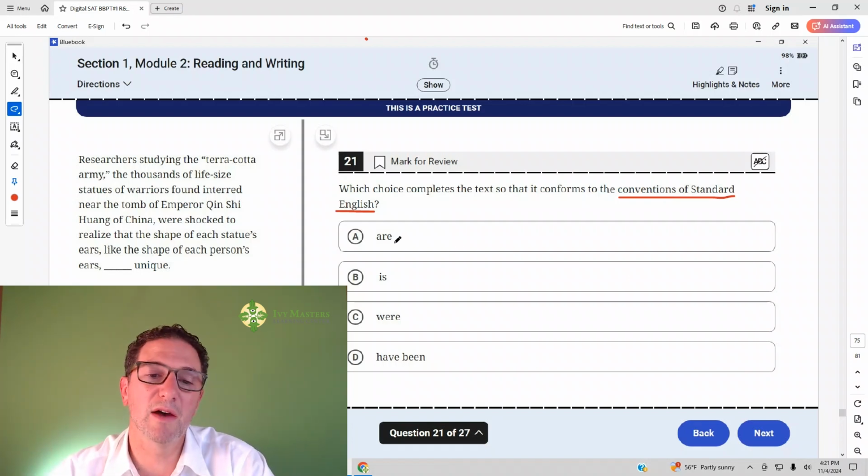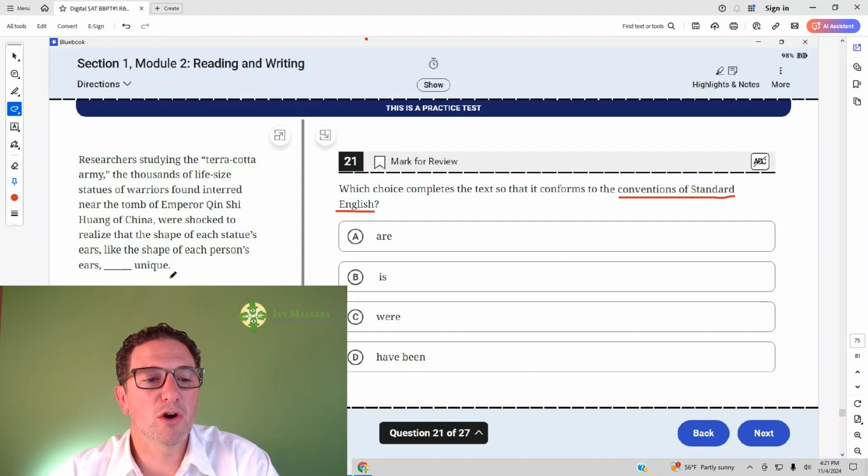So here we have, it are unique? No. It is unique? Yes. It were unique? No. It have been unique? No. So notice with it, is the only one that works. Now, if is the only one that doesn't work with they, then I know I've got my answer.